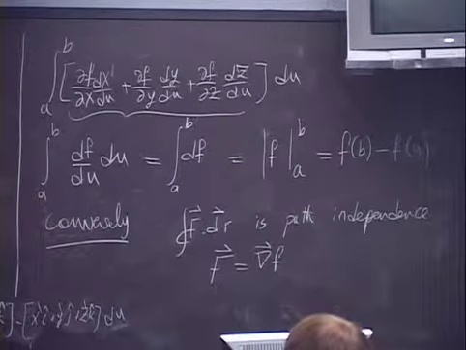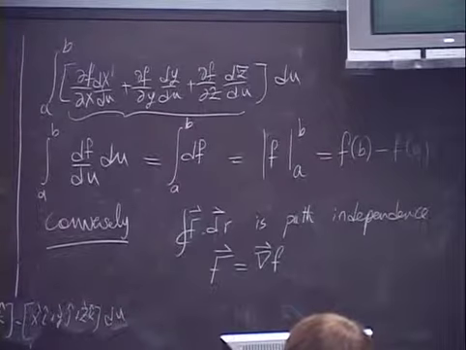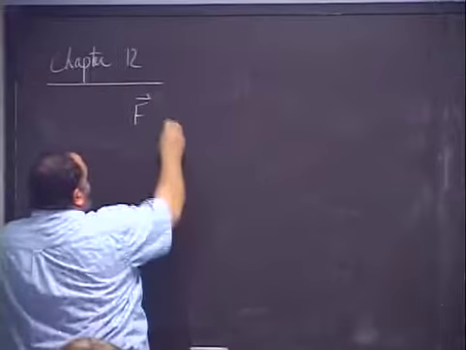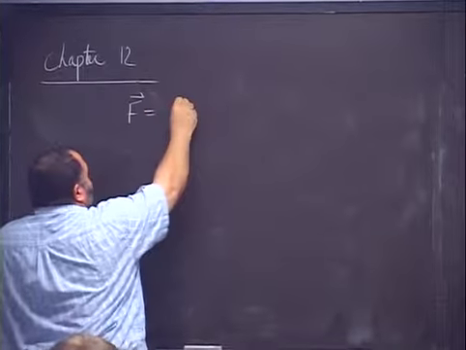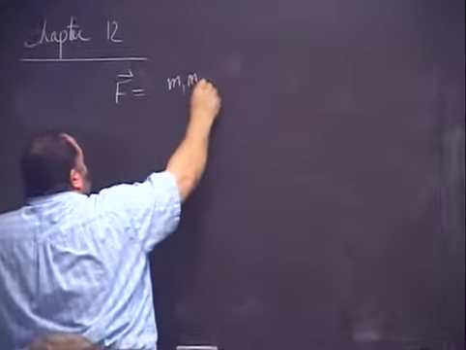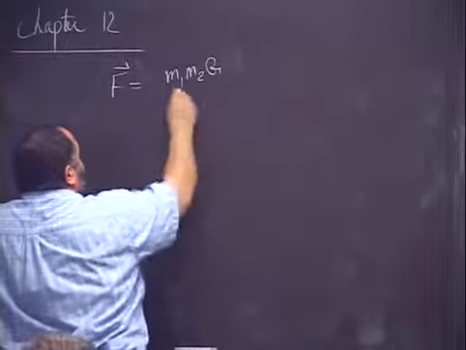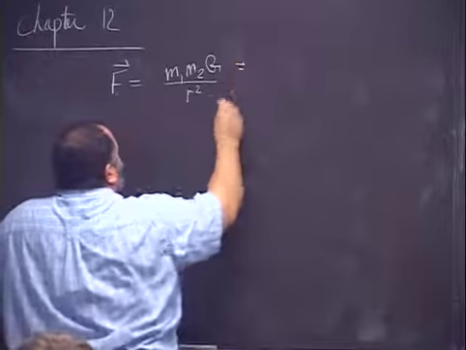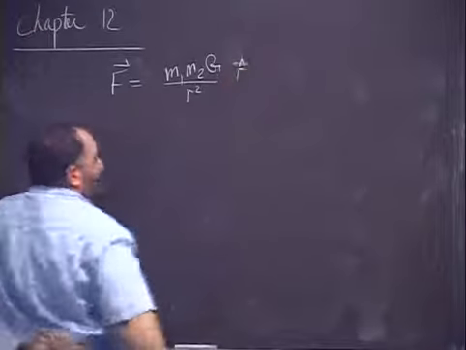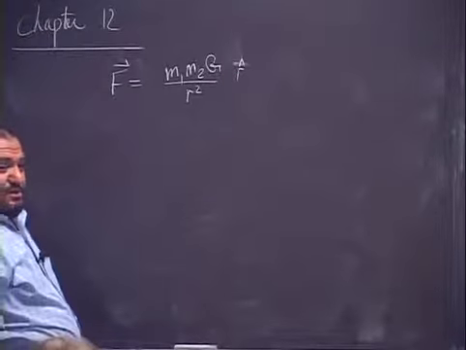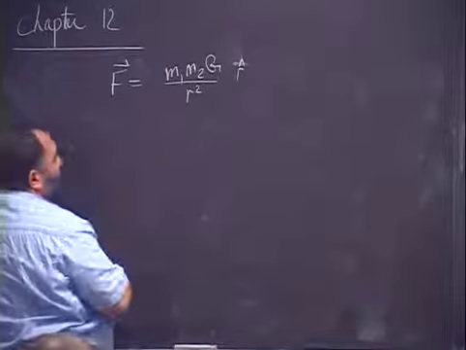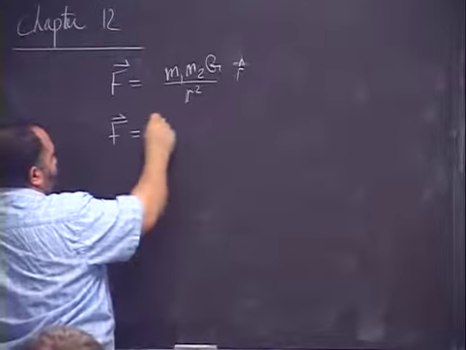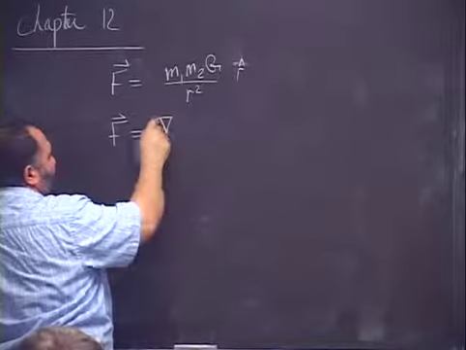What about gravity? Constant force. What's the force? Equal to what? M1, M2 multiplied by what? G over R square, and this is in what direction? Direction of R. But we knew that the force is a gradient of what? Negative gradient of what?